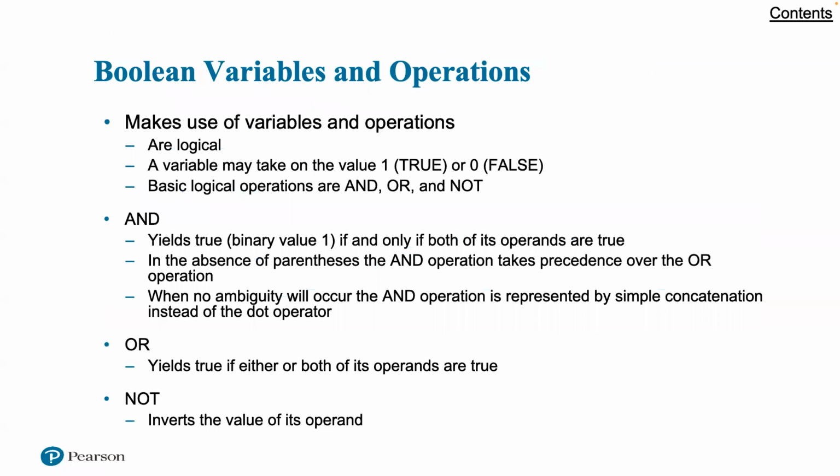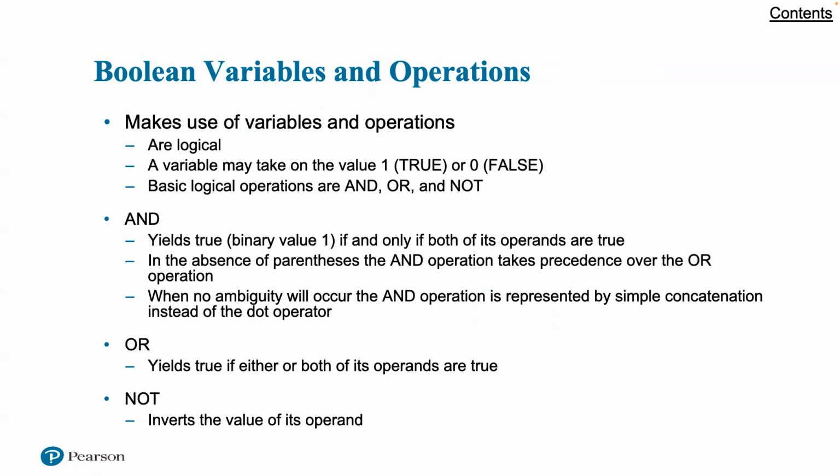As with any algebra, Boolean algebra makes use of variables and operations. In this case, the variables and operations are logical variables and operations. Thus, a variable may take on the value 1, which is true, or 0, which is false. The basic logical operations are and, or, and not, which are symbolically represented by dot, plus sign, and overbar.